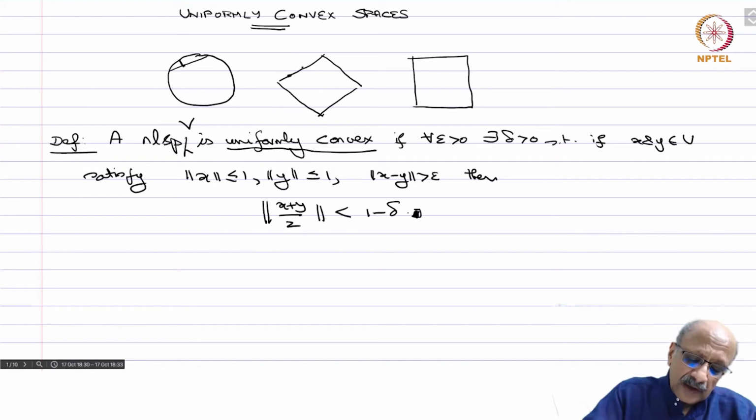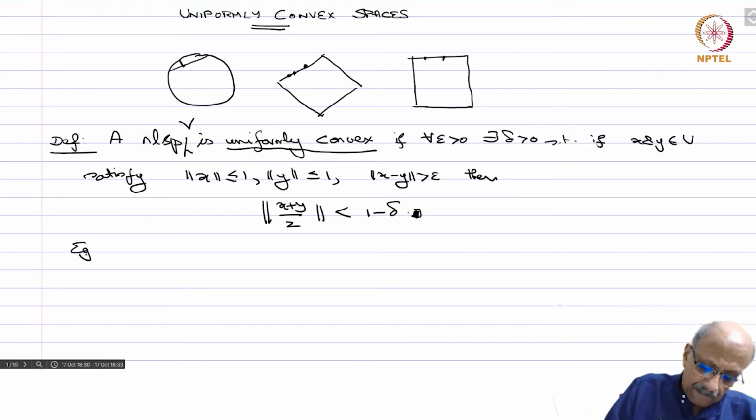If you look at these points in the L1 and L infinity cases, the midpoint is also on the boundary, so it won't satisfy this condition, but in the L2 case you will see that it definitely satisfies it. Okay, so this is what we mean by uniformly bulging in all directions. If you have 2 points on the boundary which are a certain distance apart, then irrespective of the position of the 2 points, the midpoint must be uniformly away from the boundary at a certain distance.